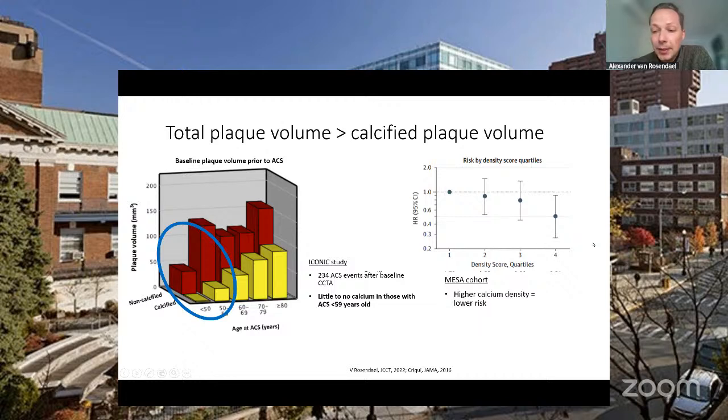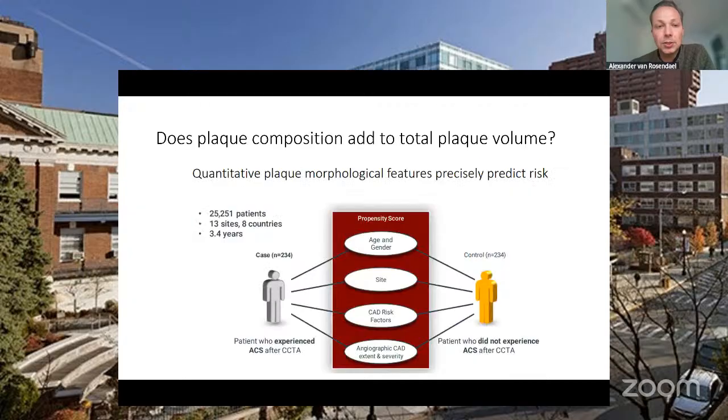And when you give your patients statins, or when the patients become older, the calcium will become more dense and the calcium score will go up, but actually that patient is getting a lower risk. So these are 2 important limitations of the calcium score.